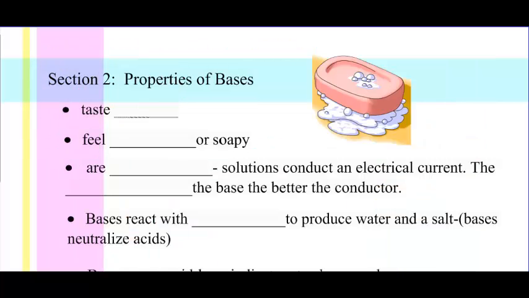Okay, let's move on to the bases. I don't know if you've ever had your mouth washed out with soap, but it doesn't taste good. Soap is a base, and bases taste very bitter.